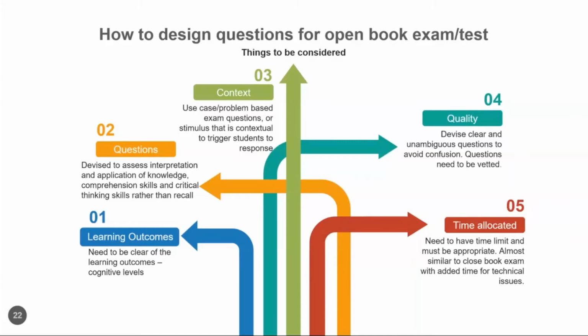Okay, so once you've got the context done, you know the level of learning outcomes, and you've designed your questions well, next is the quality bit. You've got to devise clear and unambiguous questions so that you can avoid confusion. That's why we have vetting sessions. And sometimes people don't take this vetting session seriously. They send their friends to vet the questions for them. So as lecturers and academics, we need to be serious with our work.